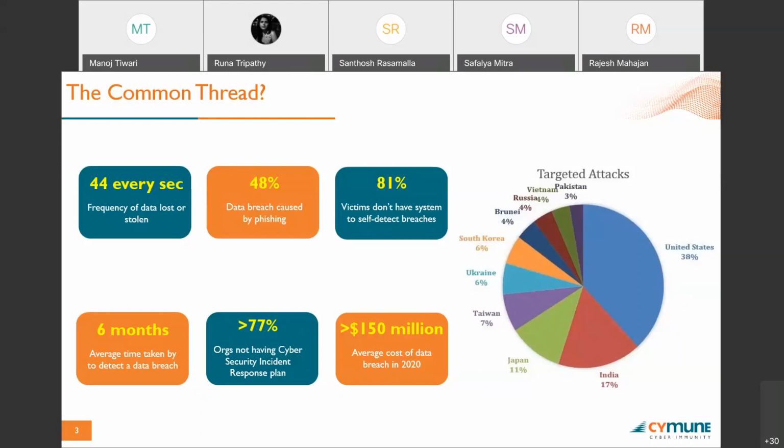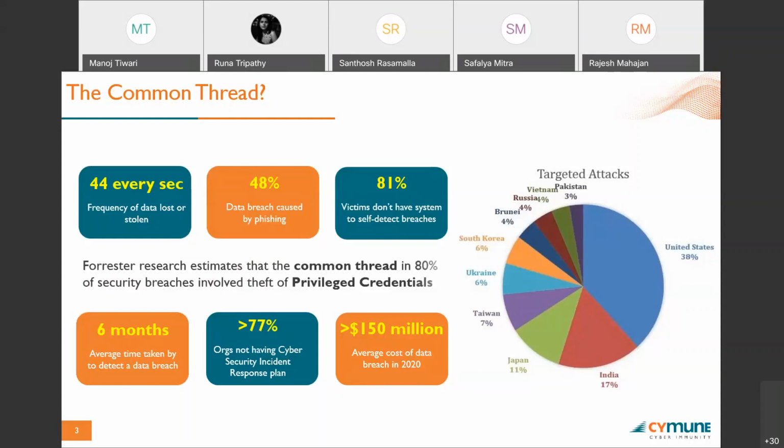So what is the common threat in all these attacks? According to Forrester research, they estimate that 80% of security breaches involve the theft of privileged credentials. So privileged credentials are the common threat among all the attacks. We have to understand who these privileged users are, how we secure them, and how we monitor these privileged credentials, because this is the most common threat in all the attacks.